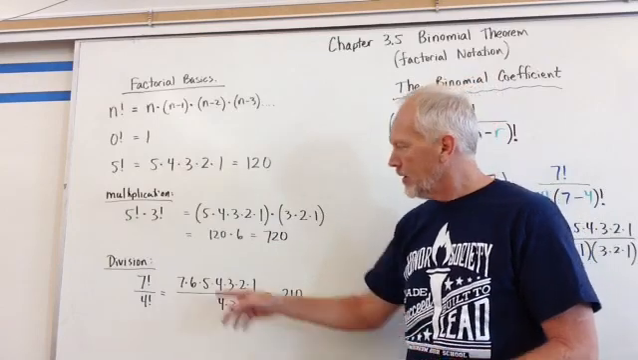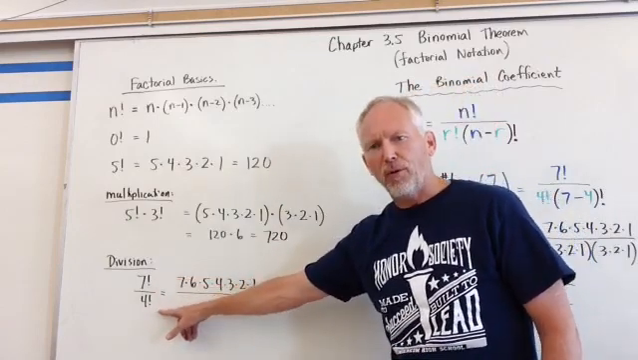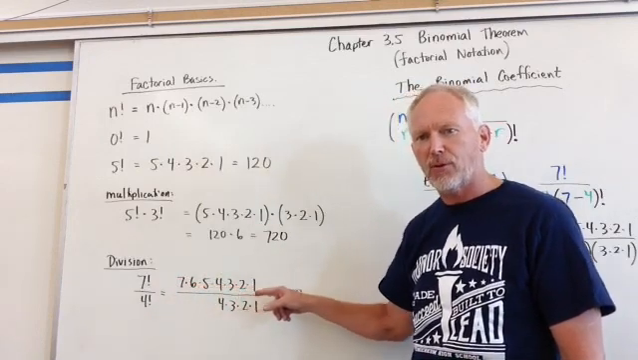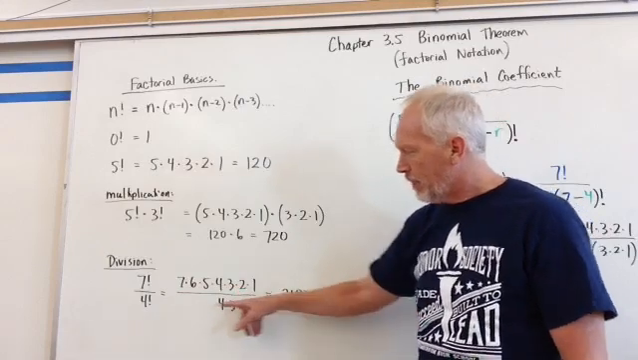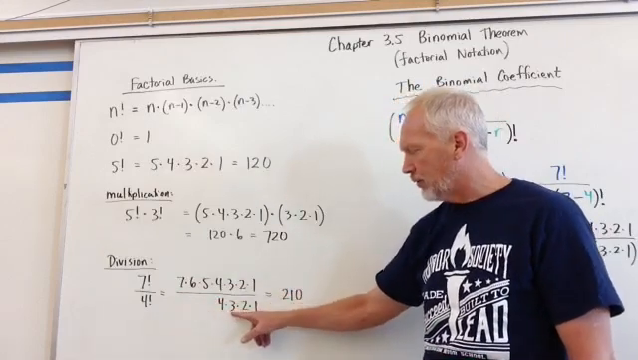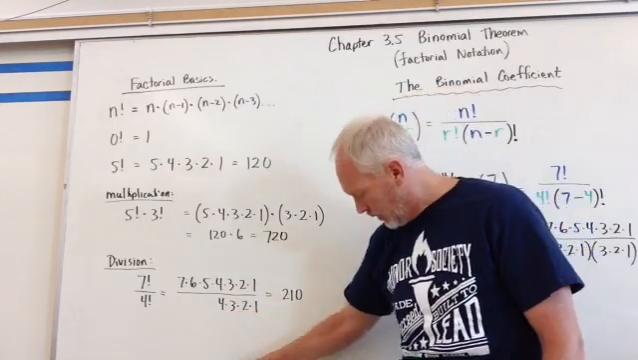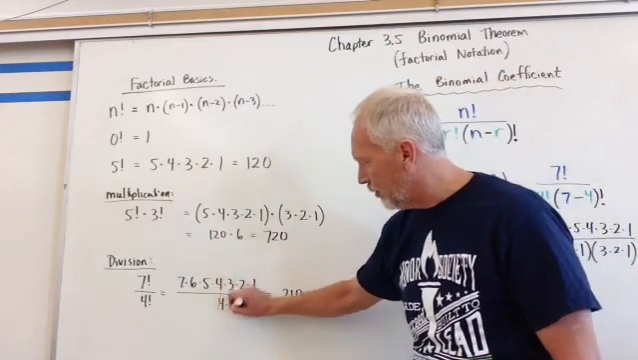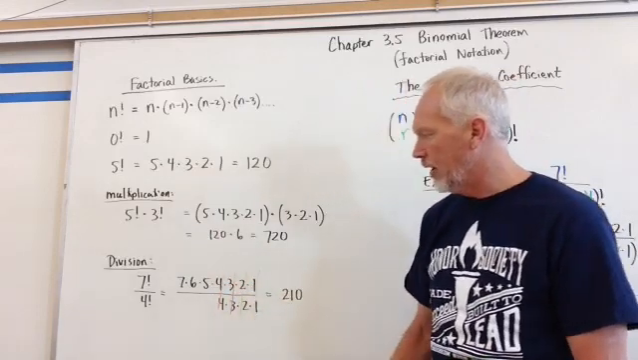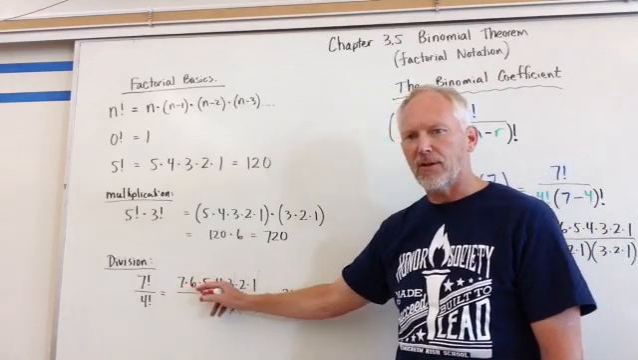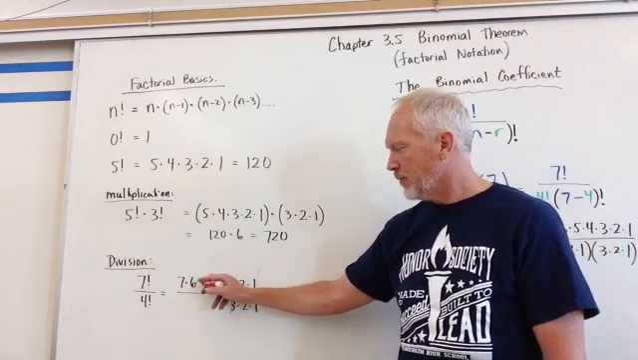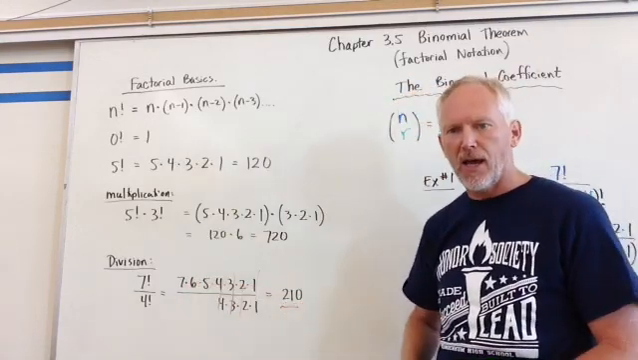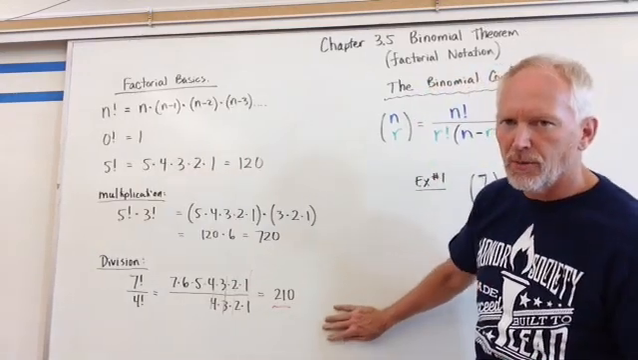Maybe we want to divide. 7 factorial divided by 4 factorial. Well, that's 7 times 6 times 5 times 4 times 3 times 2 times 1, and then 4 factorial is 4 times 3 times 2 times 1. And we notice that when they're dividing, we can divide out the 4s, the 3s, the 2s, and the 1s. So what we have left is 7 times 6 times 5. So 30 times 7 is 210. All right, let's go on to something else.